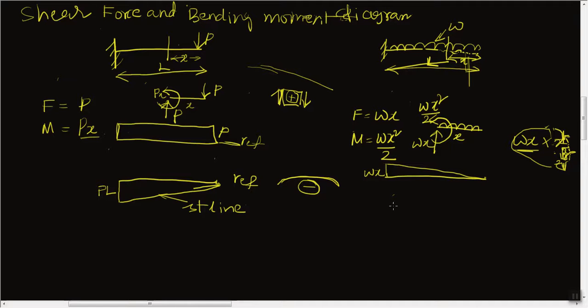Now let us draw the bending moment diagram. Here x is equal to 0, so the moment is 0, and here x is equal to L, so the bending moment is W into L square by 2. We have to join these two by a parabola because this is a function of order 2. So this is a parabola, and this is a straight line.